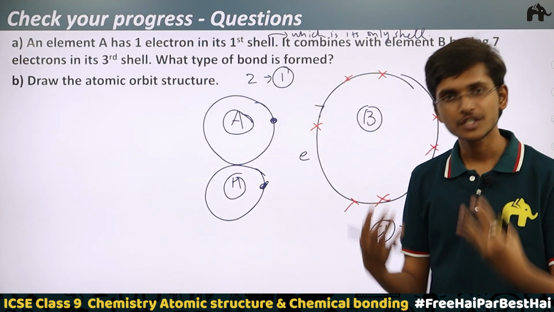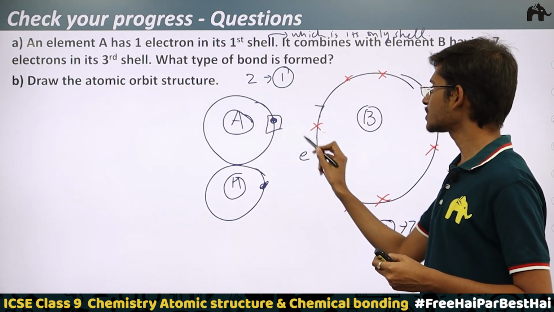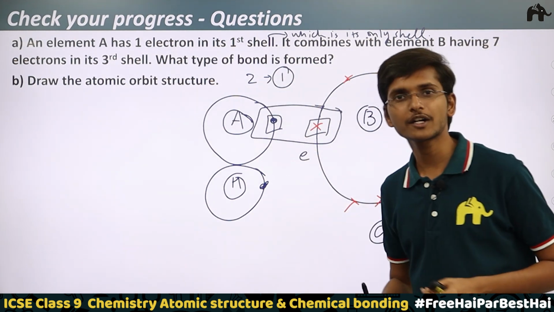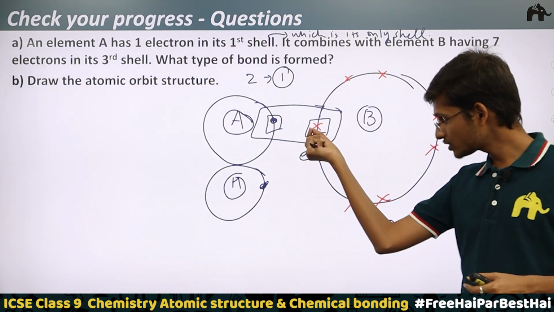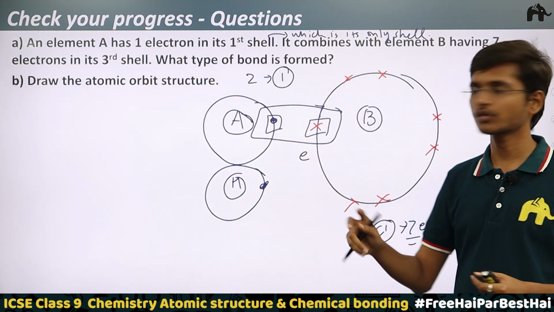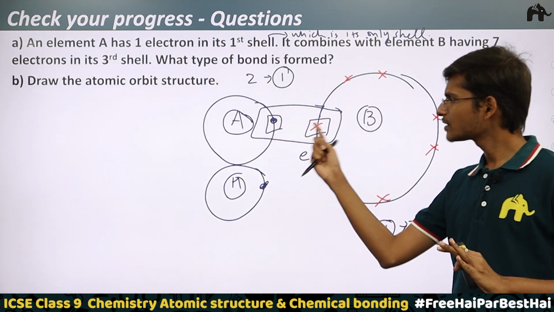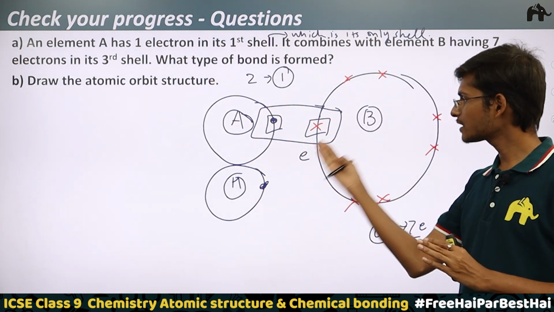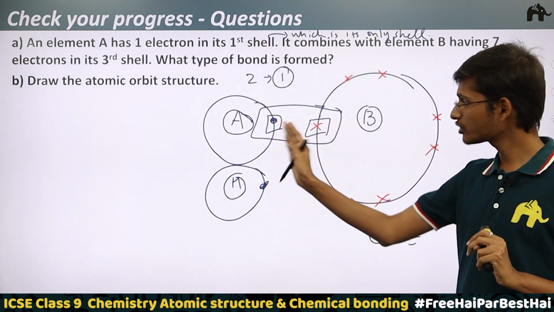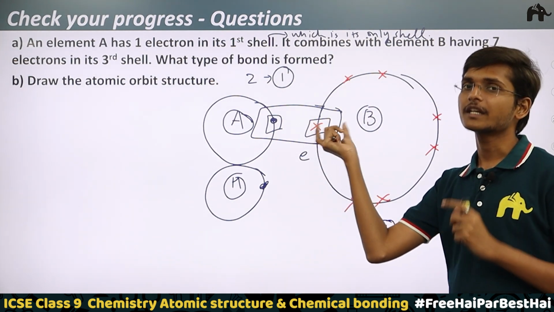What would they do? Share the electron. So A would share its electron with B, B would share its electron with A. Now what would happen? There would be a sharing of a pair of electrons. See, here is mutual sharing. A is sharing its 1 electron, B is sharing its 1 electron, and there is a pair of electrons getting shared. In a pair, 1 electron is contributed by one atom, another electron by the other atom. That is called mutual sharing, as I have told you.